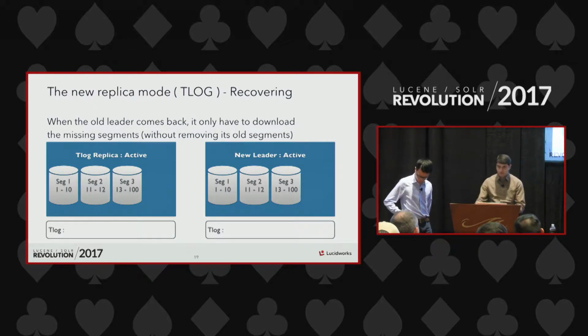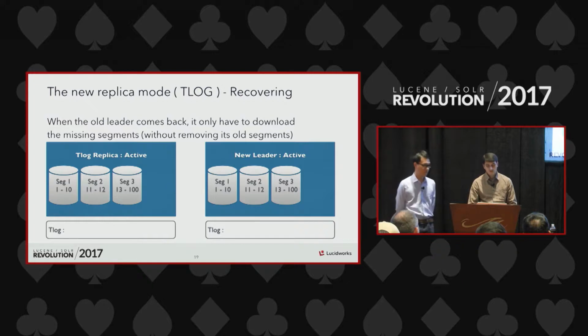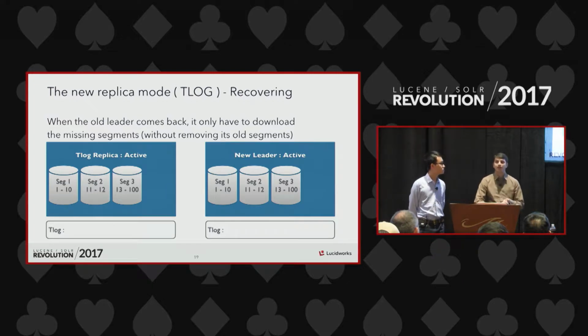Okay. So now that we know about the T-log replicas, the main difference here is they do not index locally. They just add the documents, the updates to the transaction log, and then send an acknowledgement to the leader.